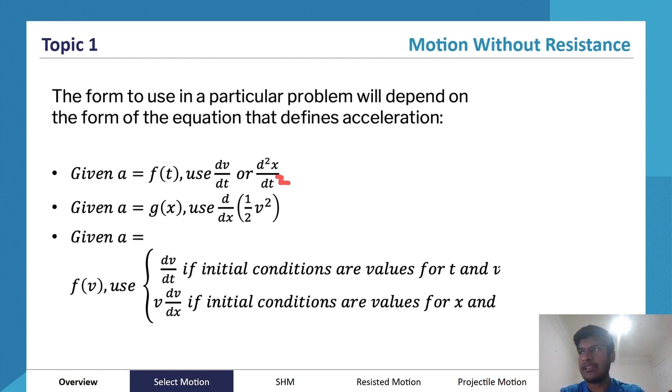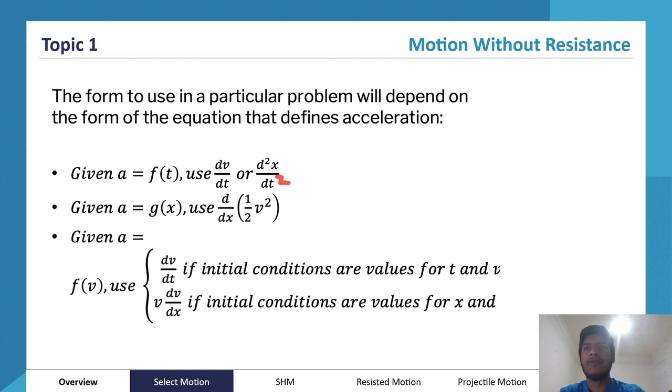So say 3t squared plus 4. Clearly 3t squared plus 4 is purely a function of time, hence we can use dv dt, or we can use d squared x dt squared. Okay, and so that is going to give us a velocity as a function of time expression or a position as a function of time expression. What if we have an acceleration as a function of position?